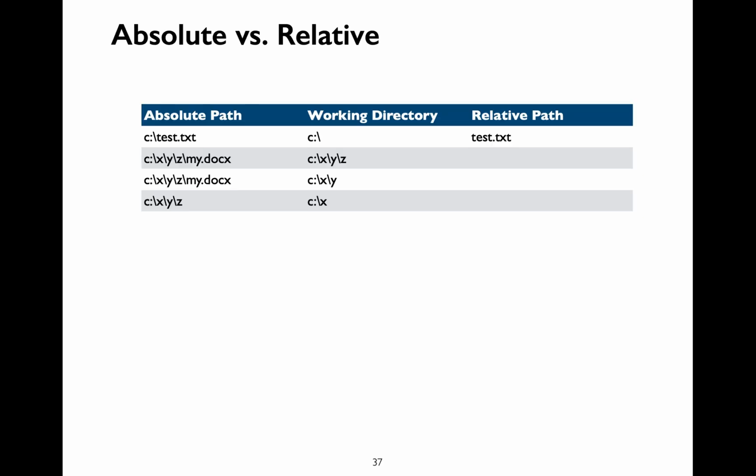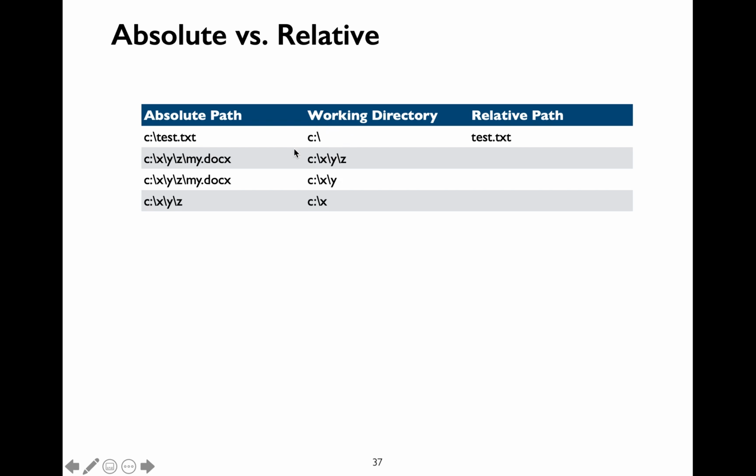Let's try and understand absolute path and relative path using a few examples. I have 4 examples here where I've given absolute paths in the first column. The second column mentions the working directory, which is the current directory. Assume that you're inside the working directory. Let's take a look at how to define the relative path for these absolute paths.